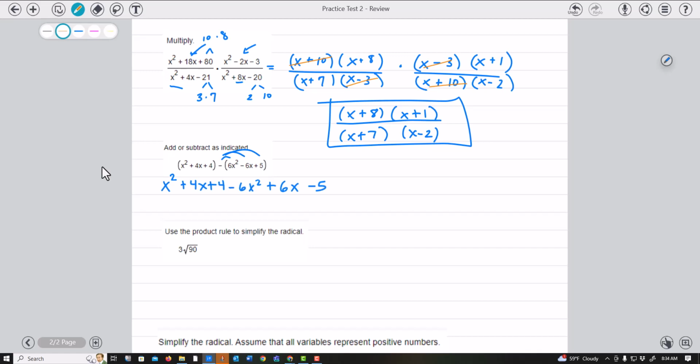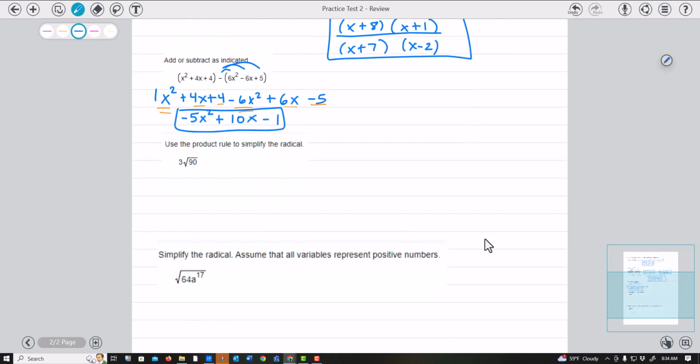And now I'm kind of home free. I'm just collecting like terms. So that's going to be negative 5x squared, because remember it's understood there's a 1 there. Let's look at the x's. So that's 10x, and then a minus 5 plus 4 would be a minus 1. So I think the only thing difficult really about that is don't forget to distribute that negative sign.